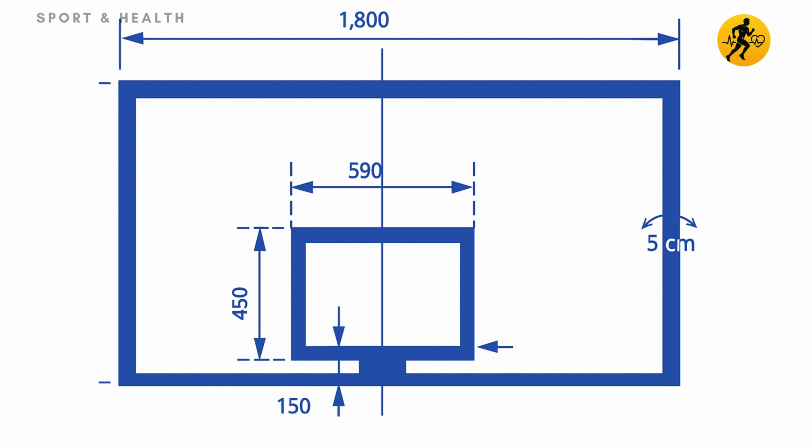The height of the bottom edge of the board from the ground is 2 meters and 90 centimeters. The width of the rectangular line on the hoop board is 59 centimeters and the height is 45 centimeters. The thickness of the line on the hoop is 5 centimeters. The height of the net should be between 40 and 45 centimeters.